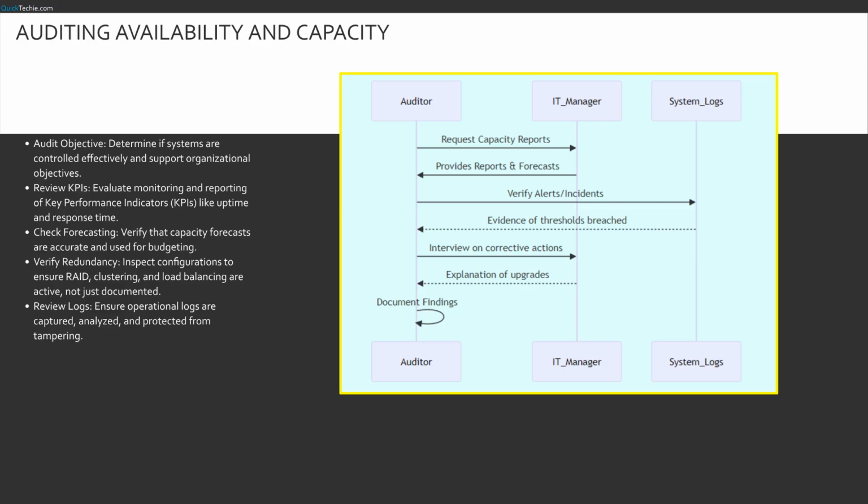Finally, how do we audit this? Our objective is to determine if these controls effectively support the organization. We review the KPIs. Are they reporting the truth about uptime? We check the capacity forecasts. Did they predict the storage shortage, or was it a surprise?